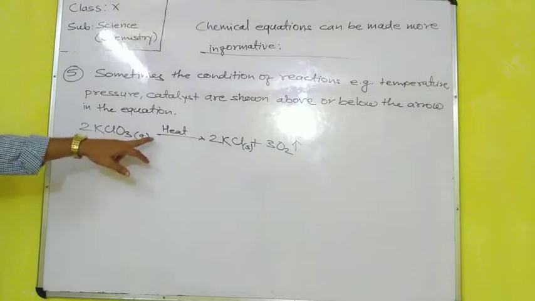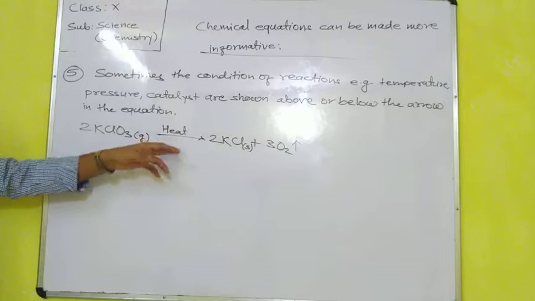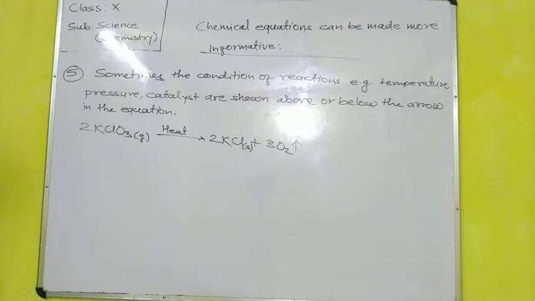So here heat is written above the arrow, which means heat is necessary for this reaction. What is this? Heat is required for the proceeding of this reaction, so it is an endothermic reaction.